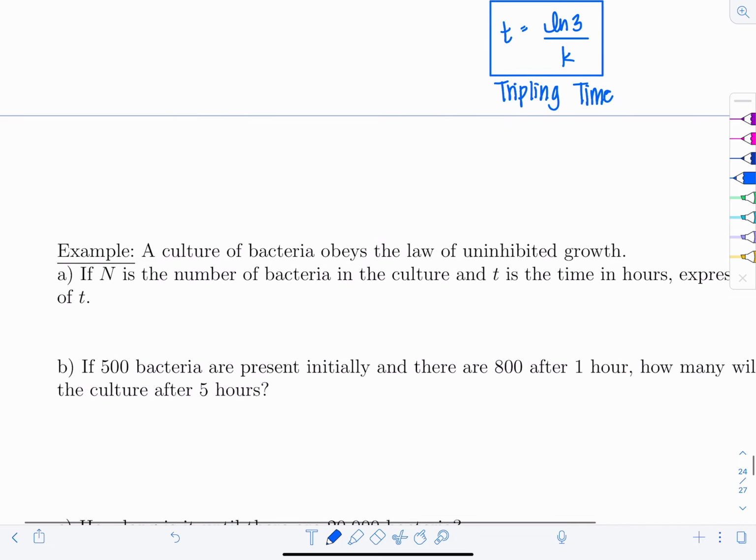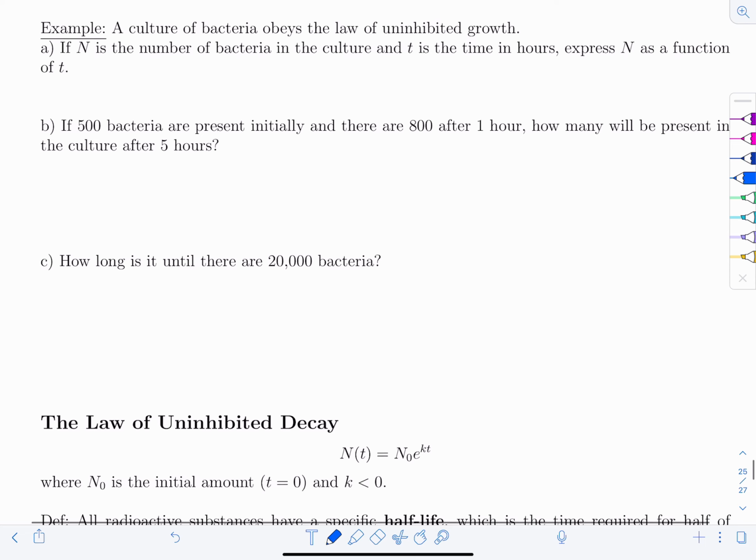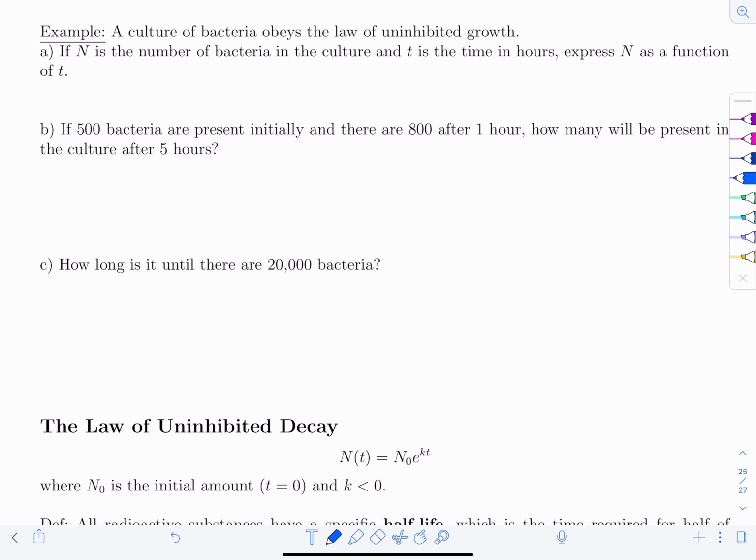All right. Let's look at another example here. A culture of bacteria obeys the law of uninhibited growth, okay? They're basically telling us when they say that we can use the model that was given on the previous page. Not with the same constants, but the same general setup. So if n is the number of bacteria in the culture and t is the time in hours, express n as a function of t. So all I'm going to do is rewrite the law of uninhibited growth. N of t equals n naught times e to the kt.